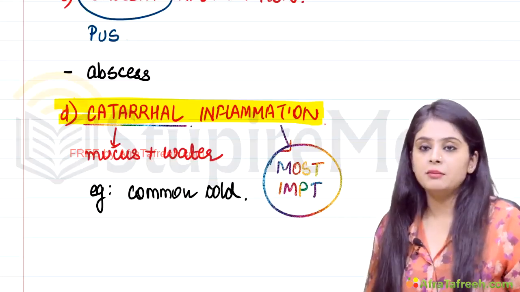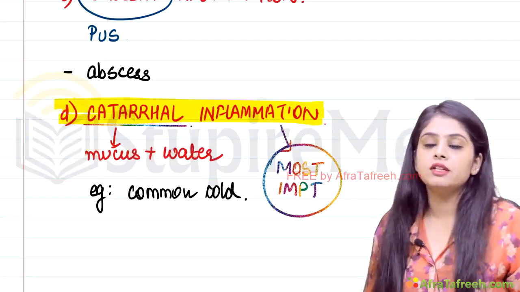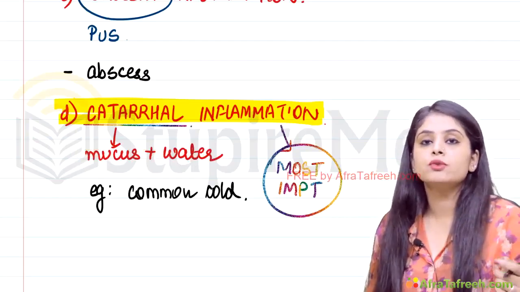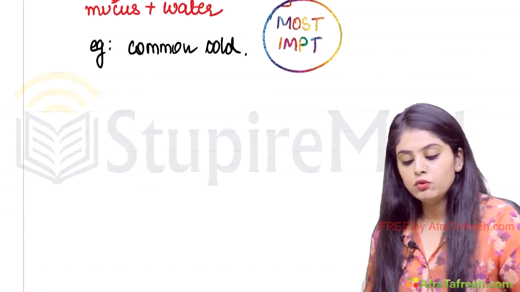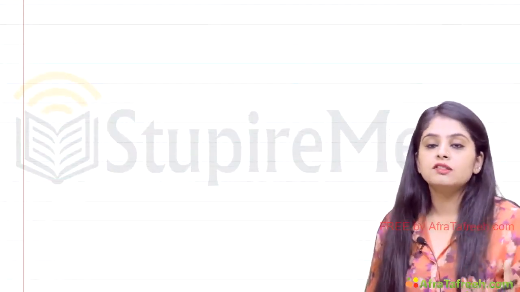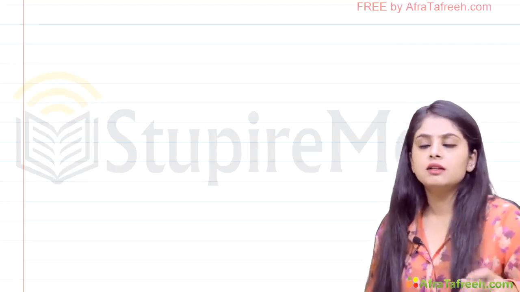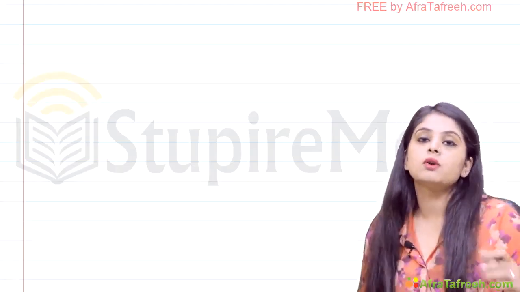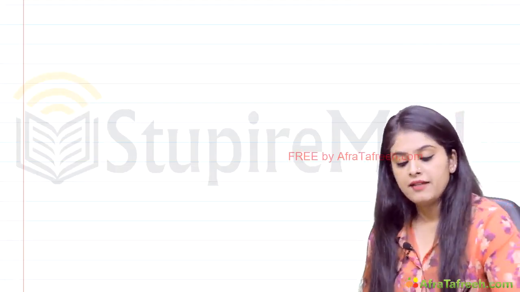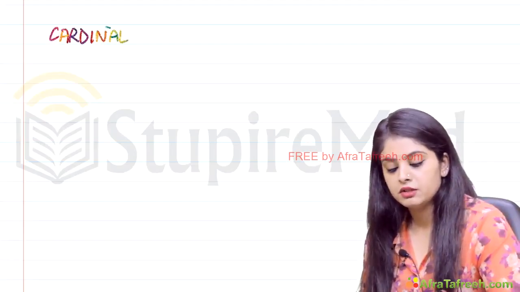One on the basis of timing, that is acute and chronic. The other on the basis of the fluid that is released, of which the most important and the most common one was catarrhal inflammation. With this, we are now going to move on to another very important concept-based topic of inflammation, something very basic, but because we have to cover a lot of topics, we tend to miss out on it. But it is very important. And those happen to be the cardinal signs of inflammation.